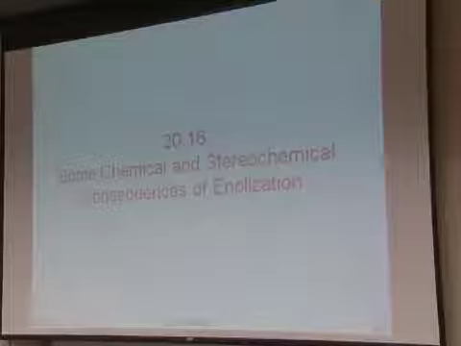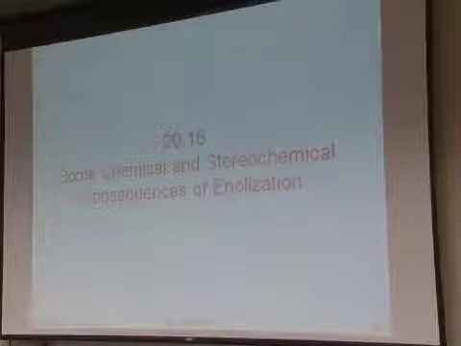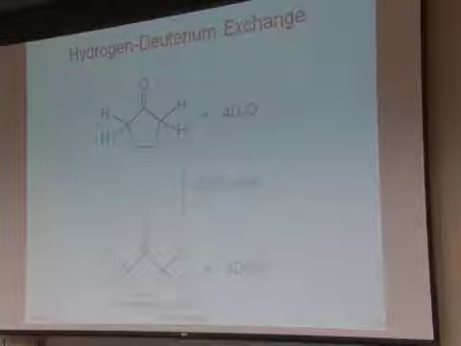With that, we are going to go into a new, very interesting section, which is the chemical and stereochemical consequences of enolization. If you take cyclopentanone and add an excess of D2O in the presence of KOD, what you are going to observe is cyclopentanone-2,2,5,5-d4. Every alpha hydrogen is being exchanged for a deuterium.